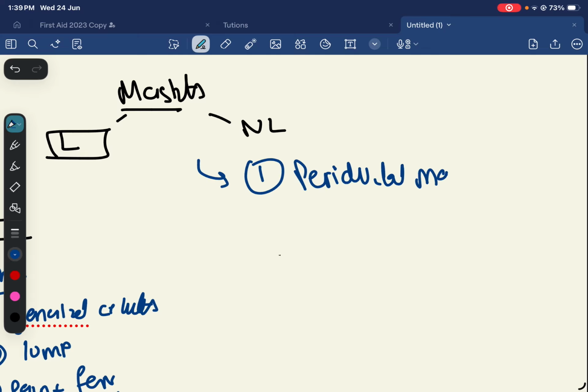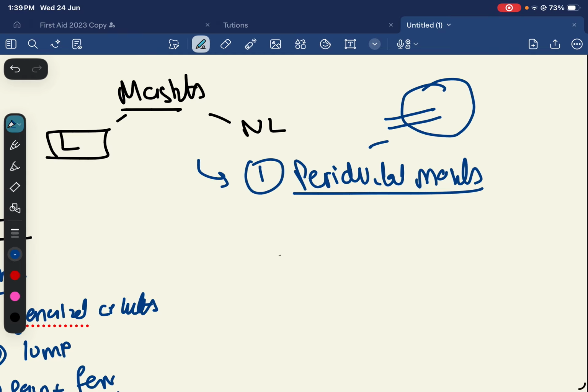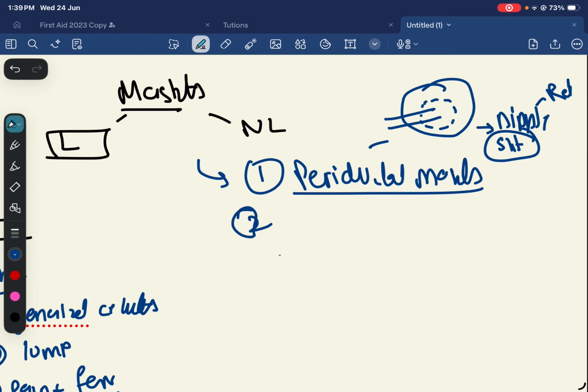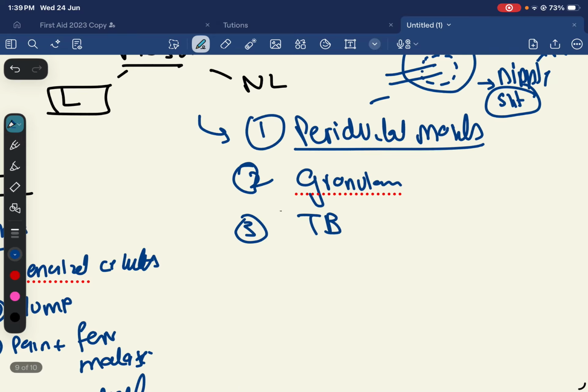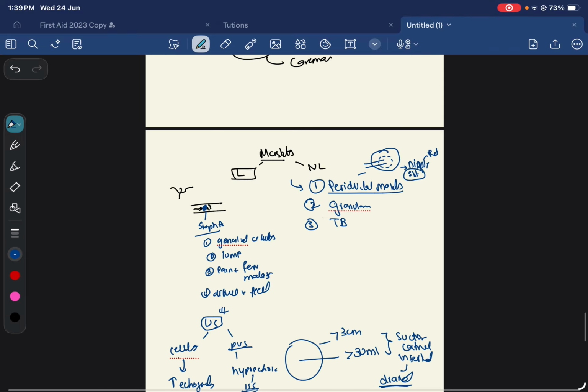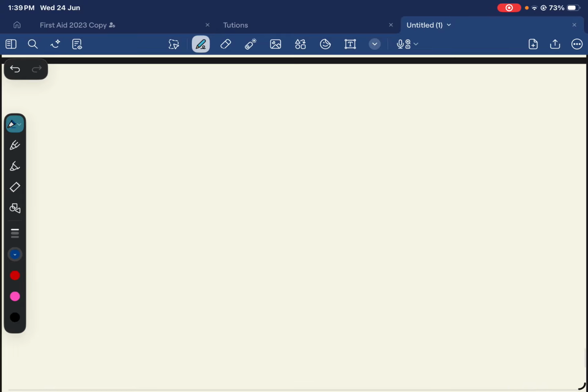Periductal mastitis, which is going to be around the lactiferous duct. So the inflammation is around the lactiferous duct, and nipple retraction is also seen. There's going to be a fish mouth like opening or a slit like retraction. So nipple retraction is seen in periductal mastitis. Then there's granulomatous mastitis. There's also mastitis associated with TB itself. These are the non-lactational mastitis which are basically seen, and the details of this are not that high yield, so we do not need to know that.